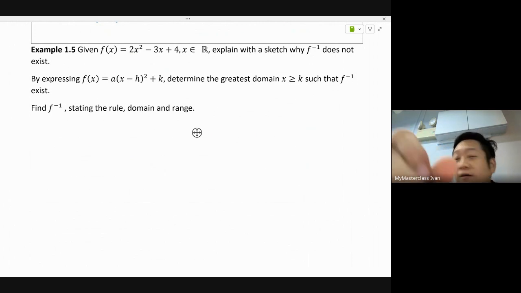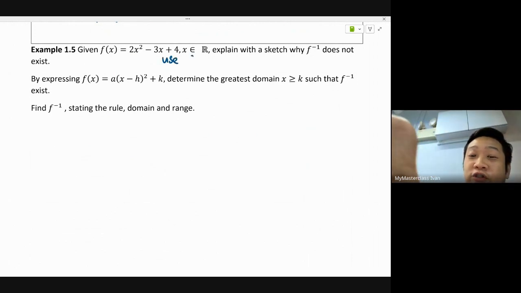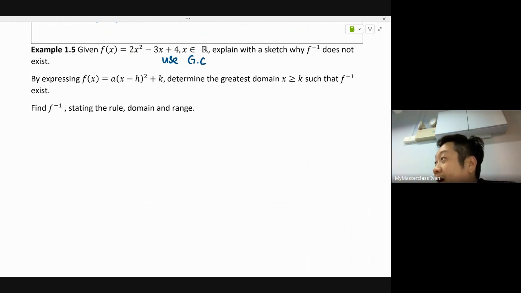Just use your GC. Basically, just use GC to get the shape. Okay. Then remember, but what's the explanation? When a line y equals to something is drawn, yeah. Okay. I'm not going to do the explanation. I'm more concerned about this.